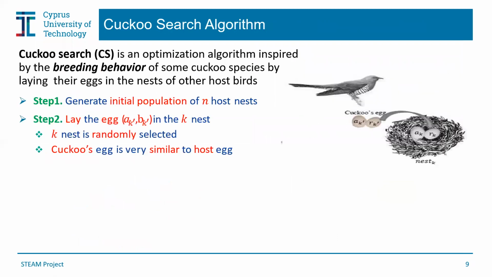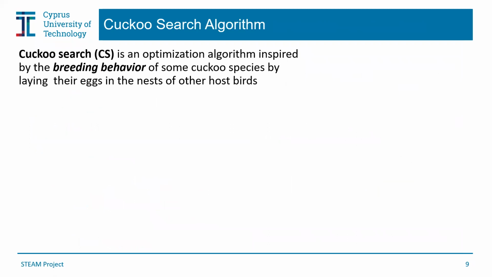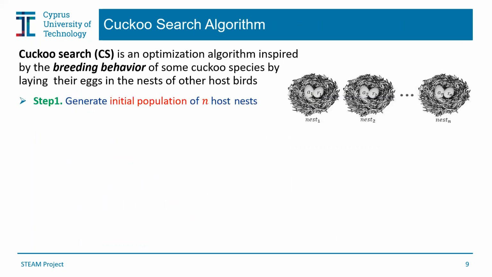To solve this problem, we have developed a meta-heuristic based Cuckoo search algorithm. It is an optimization algorithm inspired by the breeding behavior of some cuckoo species by laying their eggs in the nests of other host birds. There are 5 fundamental steps of the Cuckoo search algorithm.